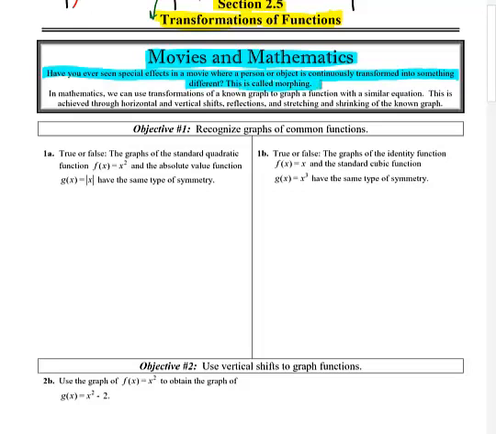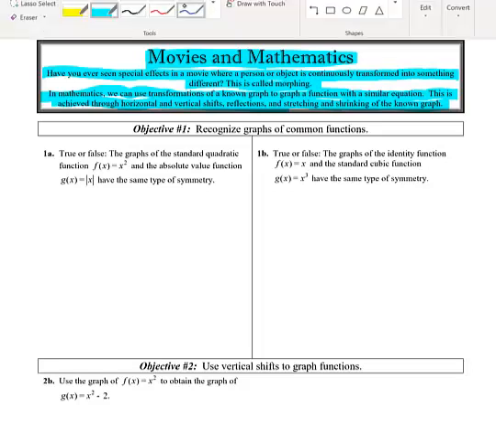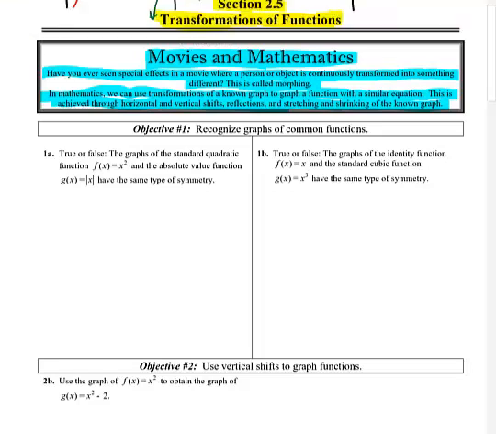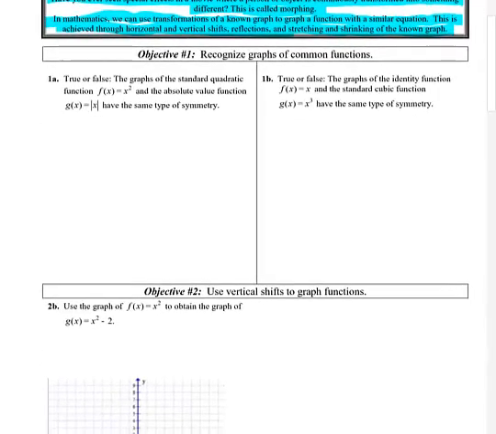Okay, interesting. In mathematics, we can use transformations of a known graph to graph a function with a similar equation. This is achieved through horizontal and vertical shifts, reflections, and stretching and shrinking of the known graph. And I think when we do the first couple examples, you'll recognize we've seen this a little bit in a previous section, where we take one function and we add something at the end or subtract something at the end, and then that moves the graph up or down. That's an example of a transformation.